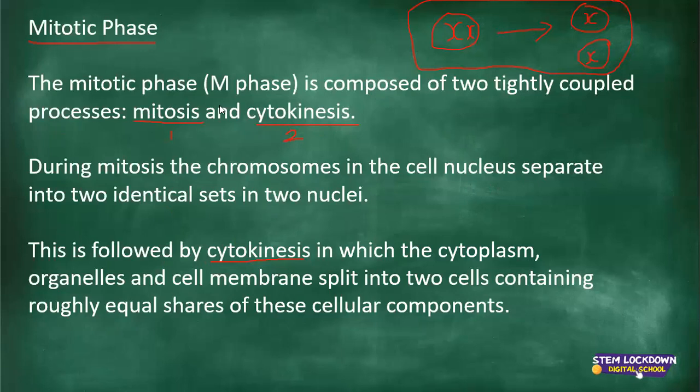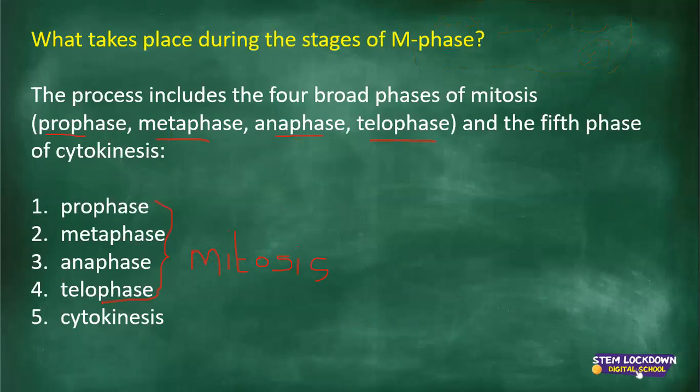There, we've got the mitotic phase composed of 2 tightly coupled processes, right? There is mitosis and cytokinesis. Yes, Nathaniel, it is PMET, which is prophase, metaphase, anaphase, and telophase. Those are the 4 phases in mitosis, which is the first process you find in the mitotic phase.